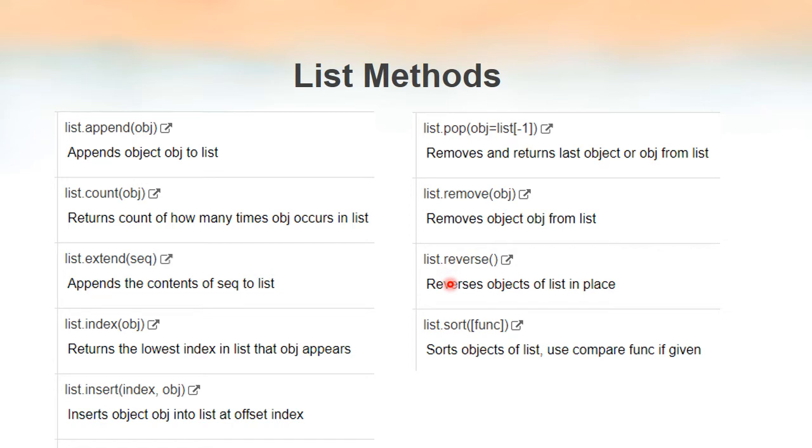Then if we have a list and we have to reverse it, we can use the method reverse. And if we want to sort the list, we can use list.sort. And we can specify the function by which we have to sort, whether it's increment or decrement, or any particular function based on which we have to sort the list. We can also mention it as the parameter here.